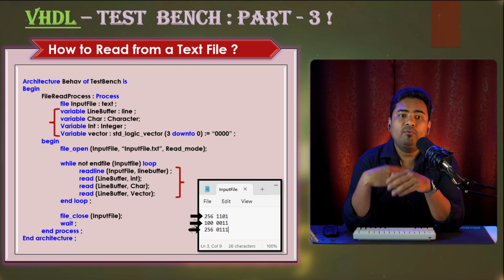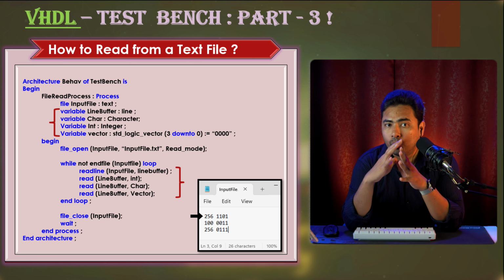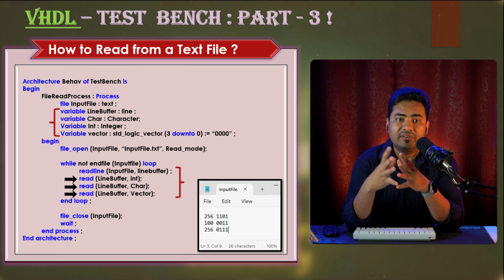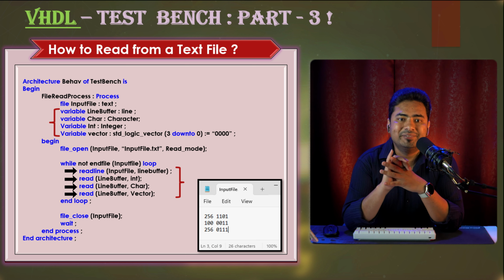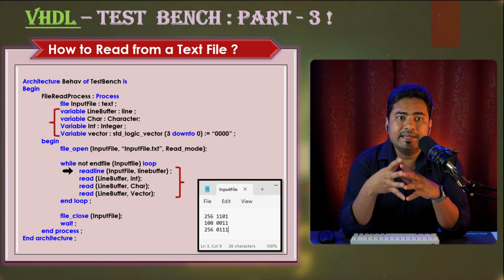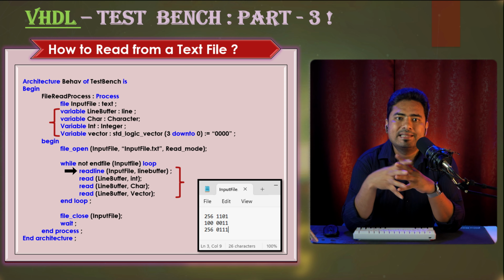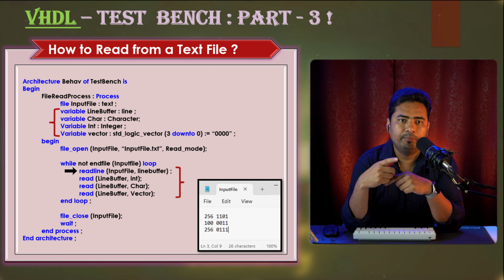Now we read data from each line. As I said, first we copy the whole line into a line buffer, and then we read specific data. So we have these four statements here. Statement 1 is readline(input_file, line_buffer); this statement copies one complete line into the line buffer variable.